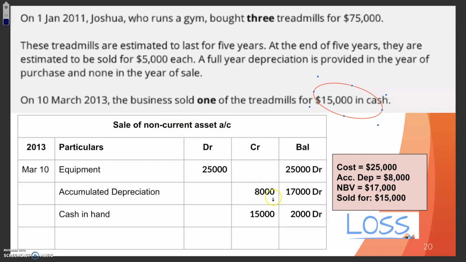This gives rise to a $2,000 debit balance in the account, which we will then have to transfer to the P&L at the end of the accounting period to make it zero. It's a loss if it appears on this side. It will be a gain if it's appearing on the credit side.